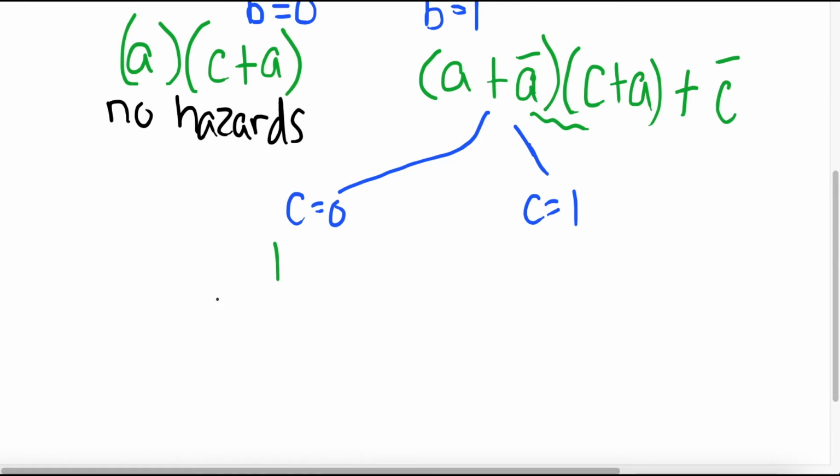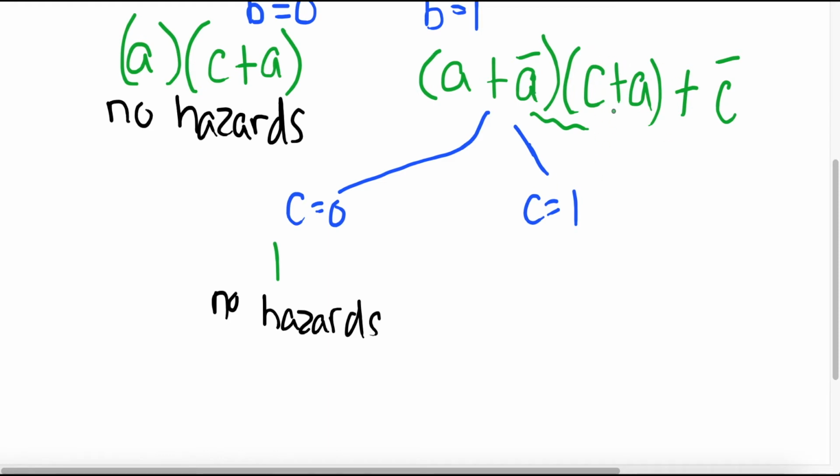So at this point, we can also write down that there's no hazards. Right? Now, for the next part, we have C is equal to 1. Now, what happens when C is equal to 1? We have A plus A bar, and then C plus A.